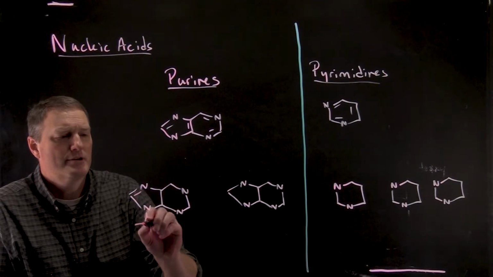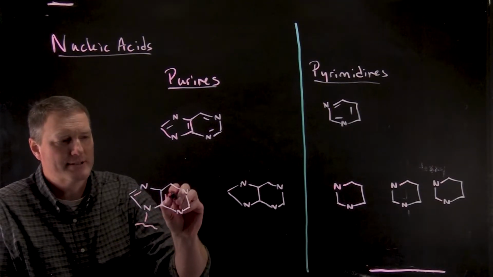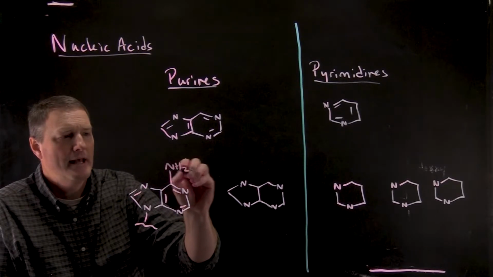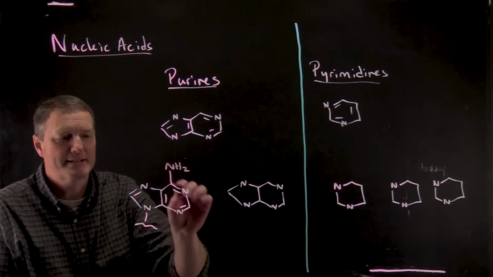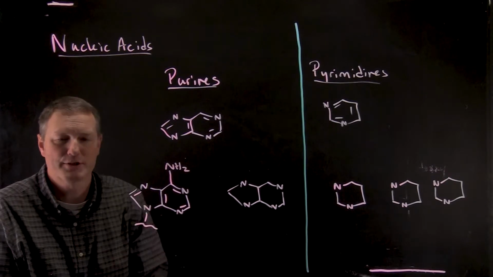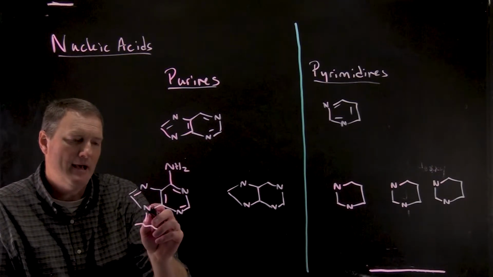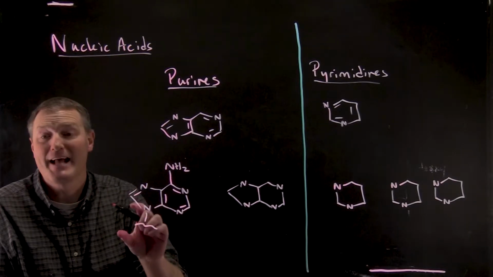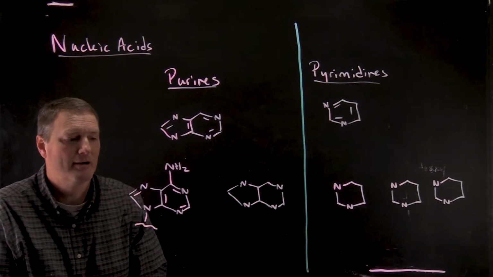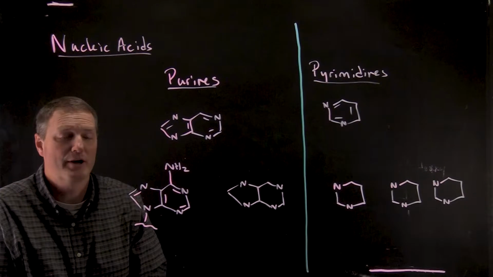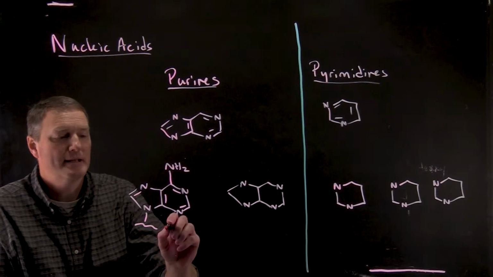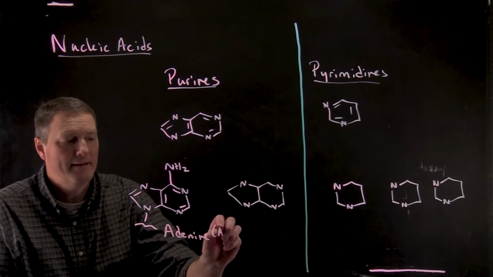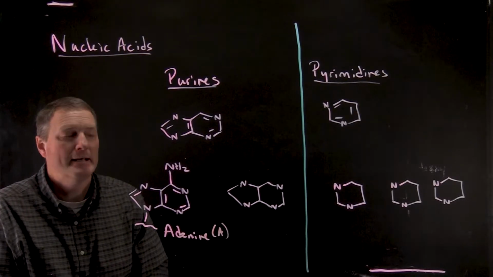So if we just do the following modifications, I'm going to put an amino group up here at the top of the 6-membered ring, and I'm going to just put this squiggly line here at this position. This is the position, the nitrogen that would be attached to the sugar ring of our nucleotide. This would be an adenine, or A, the base A.